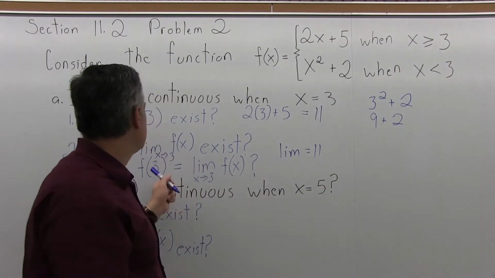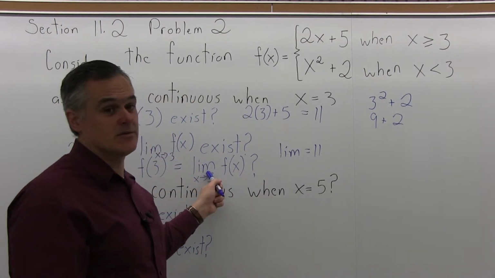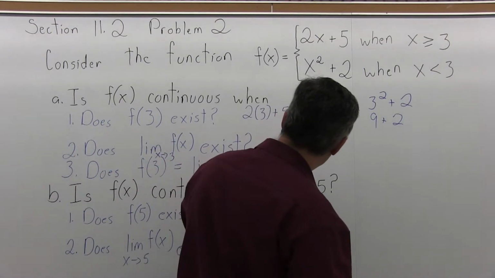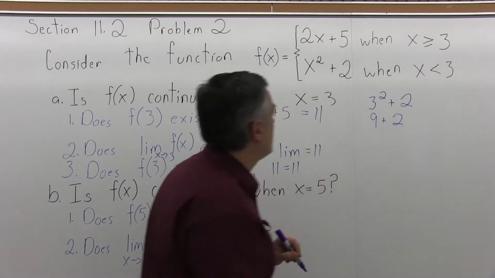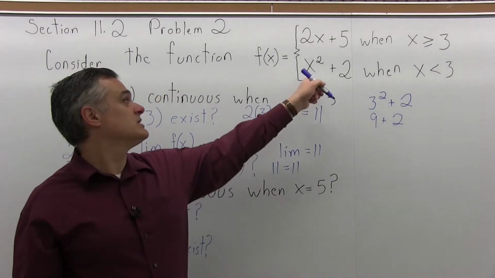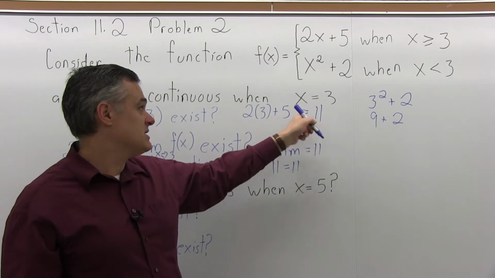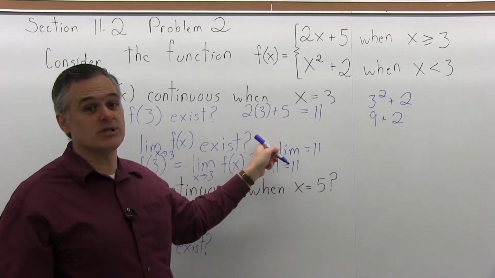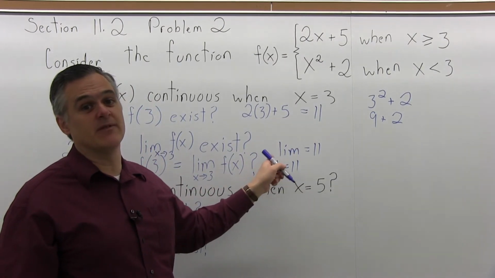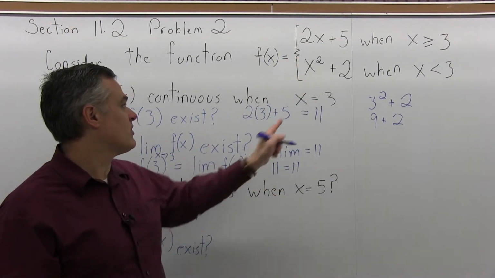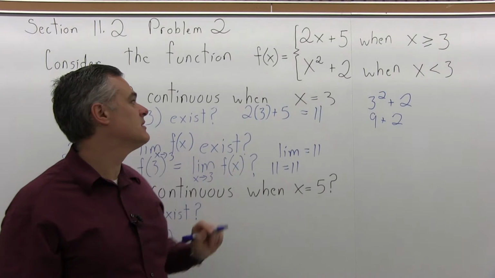Now, does f of 3 equal the limit as x approaches 3? Yes, they both equal 11. So is this function continuous at x equals 3? Yes, it is. Because f of 3 exists, the limit as x approaches 3 exists, and the value of f and the value of the limit are the same. So yes, it's continuous at 3 for part A.